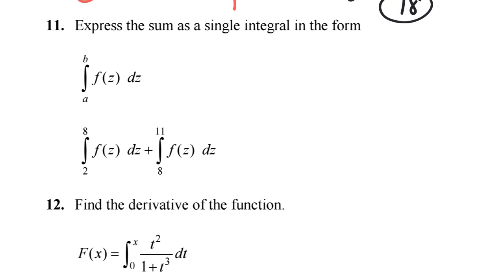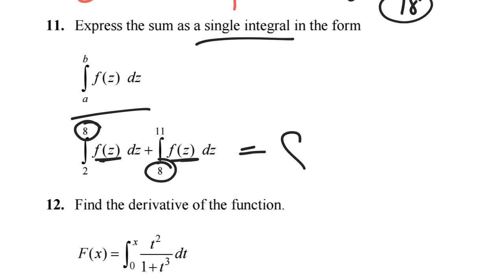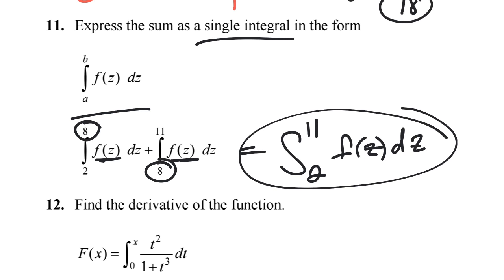This one's not too bad. It says to evaluate the sum as a single integral in the form like this. So just asking you to combine. So right here, both of them are 8s and it has the same function. So this is equal to the integral from 2 to 11 of f of z dz. And that's it. That's all we want to do there. Just put it together.